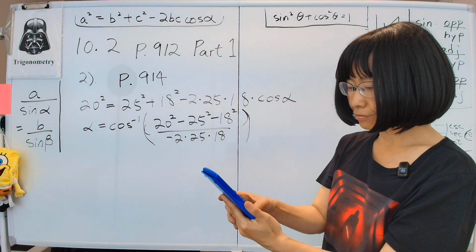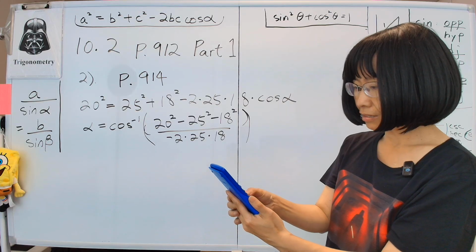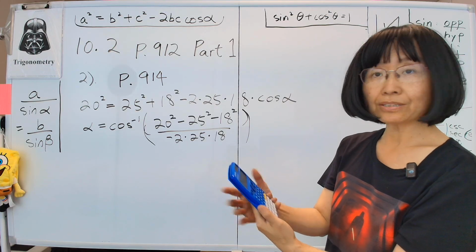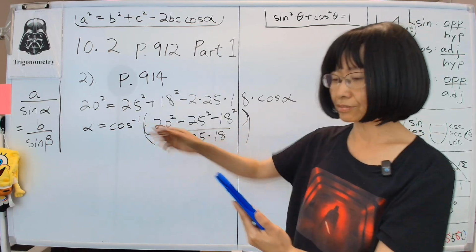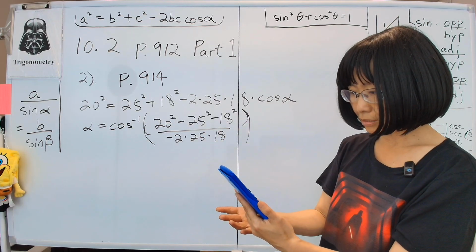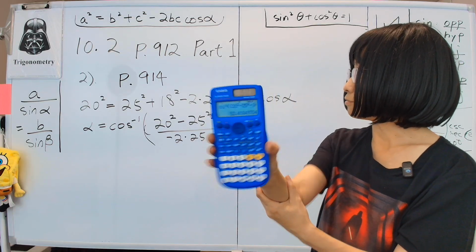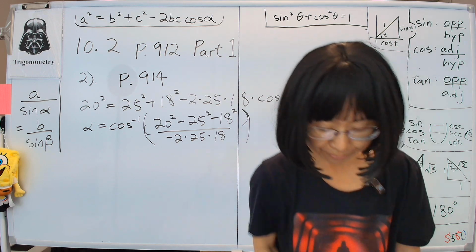Divided by negative 2 times 25 times 18, close parentheses, and then close parentheses again. The first close parenthesis is for the fraction. The second one is for the cosine inverse. So that should do it. I got 52.4 degrees for alpha. Okay, so that should be it.